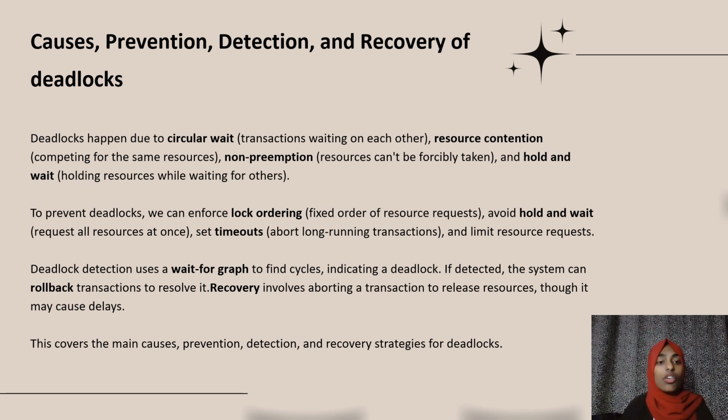And to prevent all these causes, we'll be using lock ordering and timeouts. Like, to avoid hold and wait, we'll be using timeouts and lock ordering, and to limit resource requests. Deadlocks can be detected by using a wait-for graph to find cycles indicating a deadlock. If detected, the system can roll back transactions to resolve it. Recovery involves aborting a transaction to release resources, though it may cause some delays. This all covers the main causes, prevention, detection, and recovery of deadlocks.